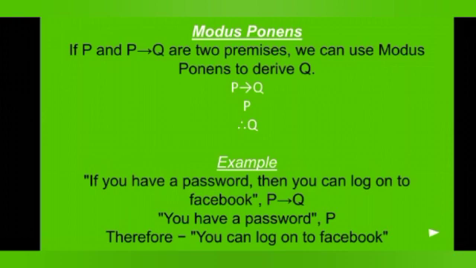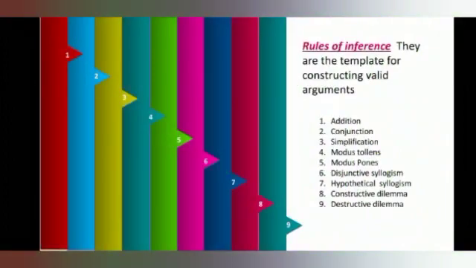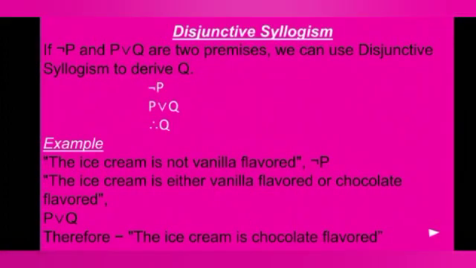For example, if you have a password, then you can log on to Facebook. That is P implies Q. Then P is equal to you have a password. Therefore, you can log on to Facebook. That is Q. And next one is disjunctive syllogism.